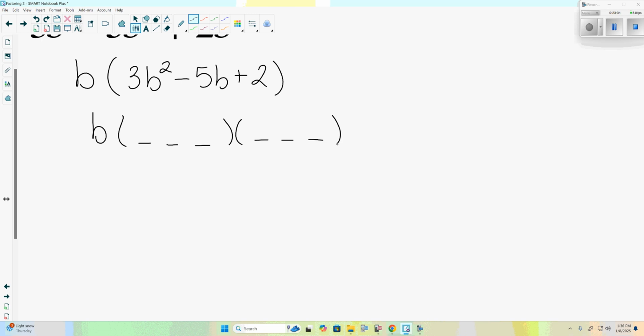Now at this point here, we'll move on to our two sets of parentheses with 3 spaces. Now since the third term is positive, the signs are the same and match the sign of the middle term. So we'll have negative and negative. Now we're going to look at our factors of 3b squared. Well, the b squared factors are just going to be b and b. And the only factors for 3 are 3 and 1, so we just have to put the 3 in one of the two places. Now the factors of 2. Well, 1 and 2. Where do you want to put the 1? Where do you want to put the 2?